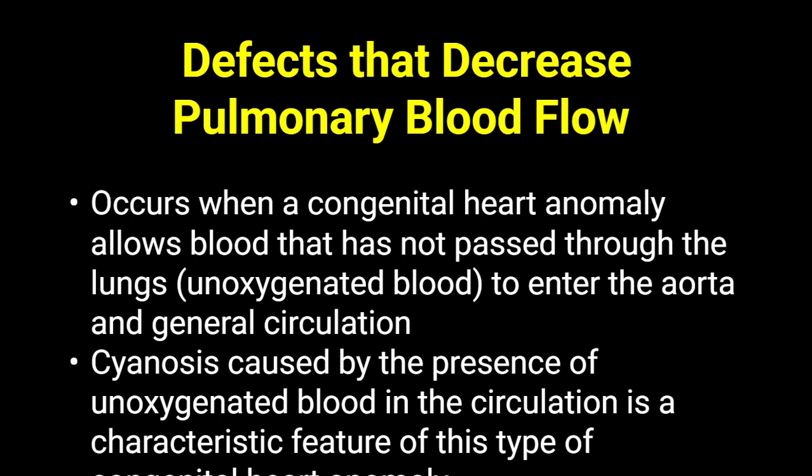These children learn to squat. This increases systemic vascular resistance, which reduces right-to-left shunting and improves oxygenation. It's a self-discovered compensation mechanism.